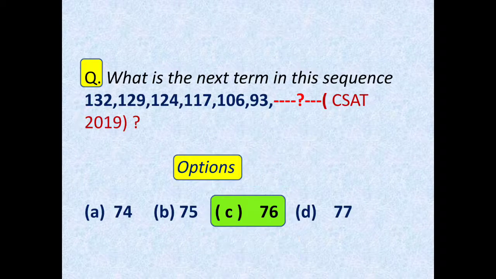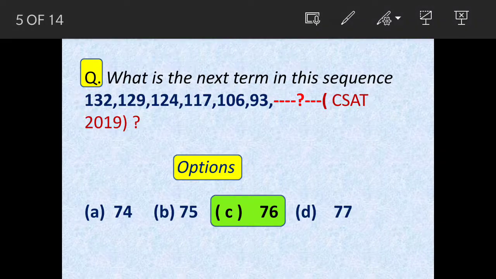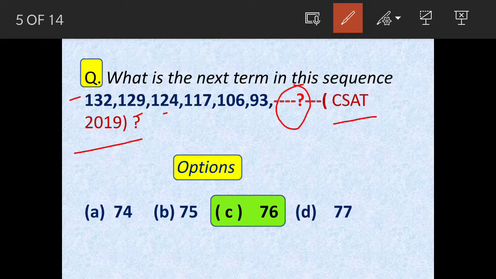Now we go to the next question. What is the next term in the sequence? In the previous question, prime number was mentioned. Here prime number is not mentioned. This question was asked in CSAT 2019, and the sequence given is 132, 129, 124 and so on, and this is the missing term. Options are given A, B, C, D, and option C is the answer.